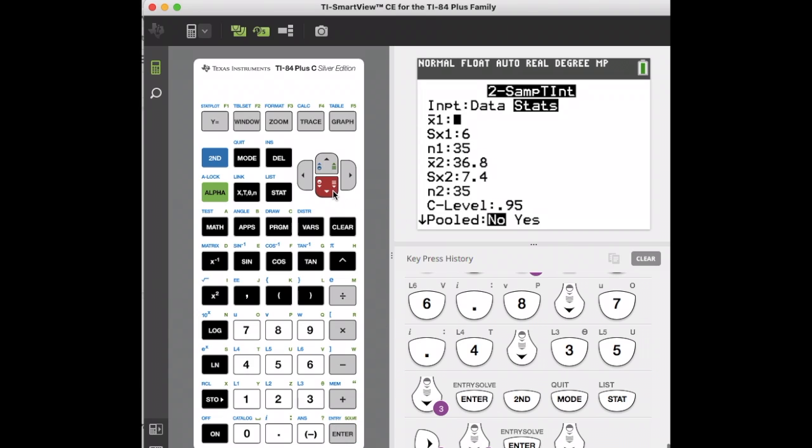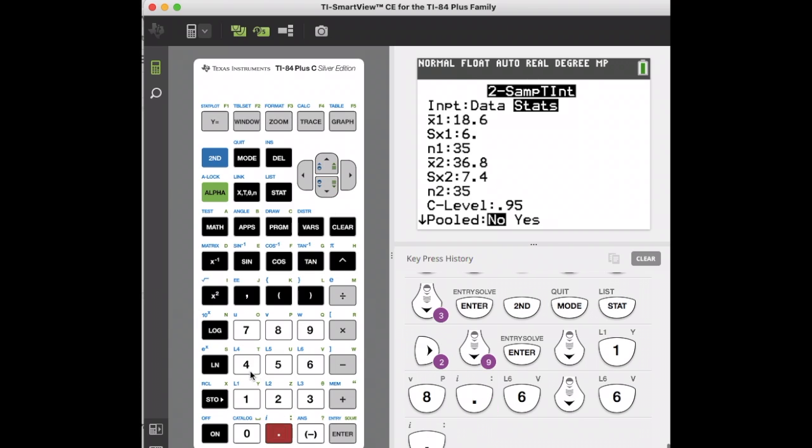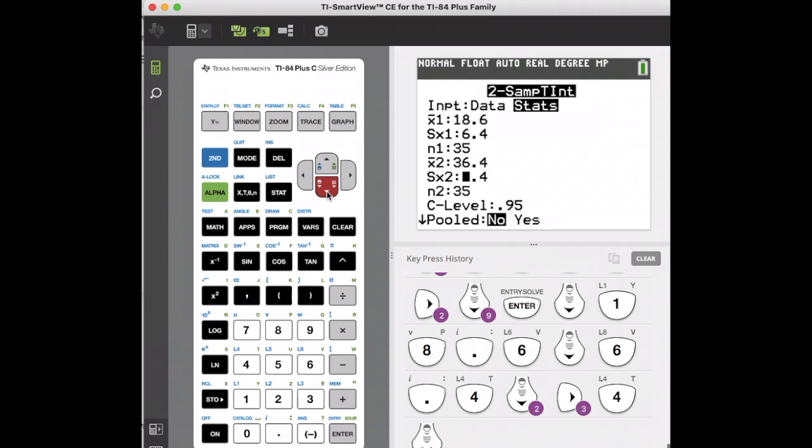For our stats, from the most recent 35 days, the average number of hospitalizations was 18.6, and the standard deviation was 6.4 for that sample of 35 days, so our sample size is 35. And then for the 35 days before then, our hospitalizations were much higher at 36.4 per day, and our standard deviation was 7.2. And again, that was a 35-day span.